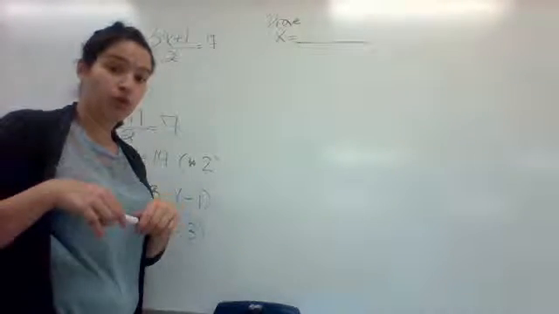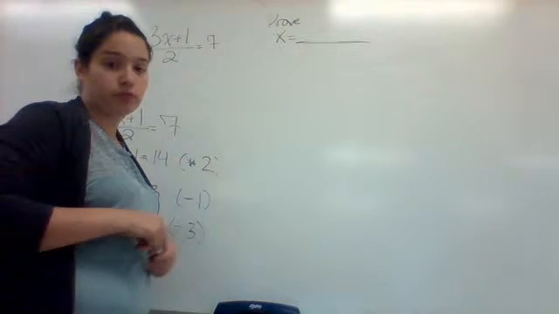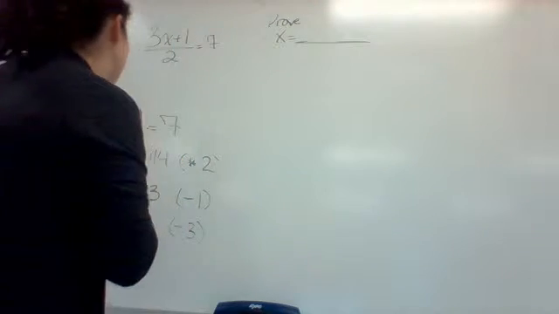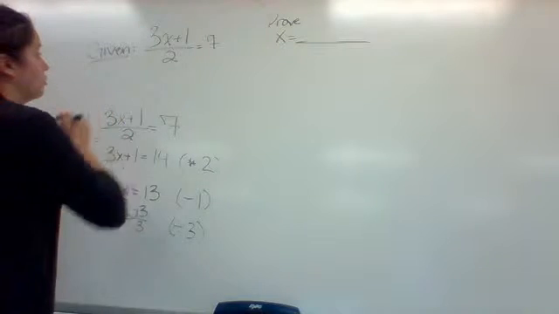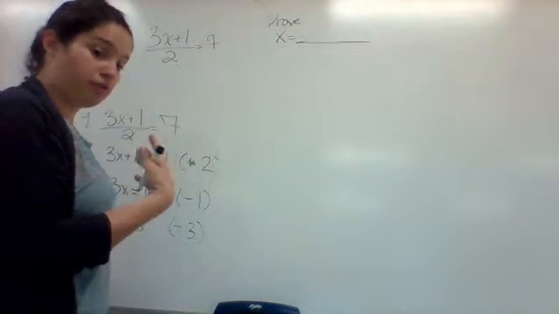Today I'm going to go through what you might have missed on Thursday, which is an explanation of two-column proofs. What we're going to start out with is the algebraic equation (3x + 1) divided by 2 equals 7, and that's going to be our given.